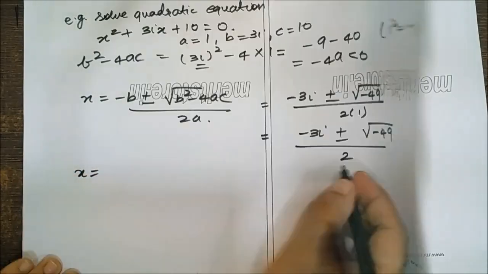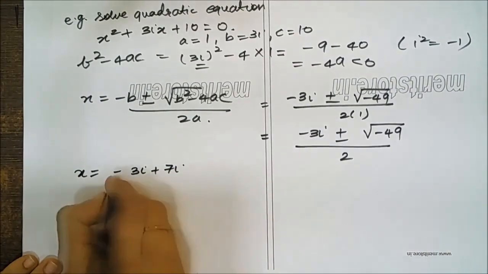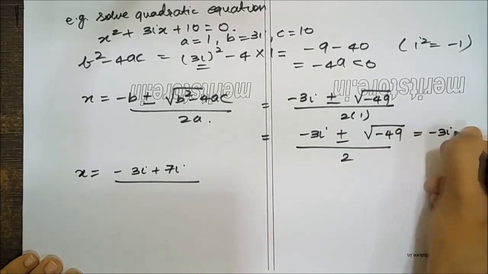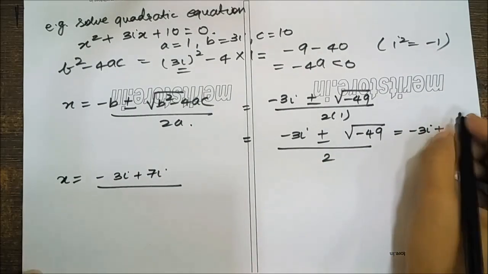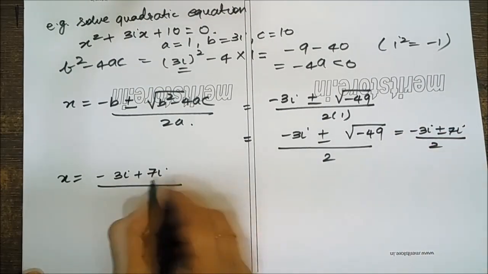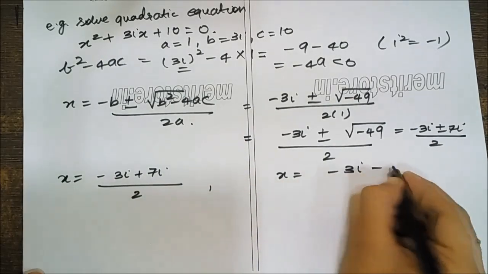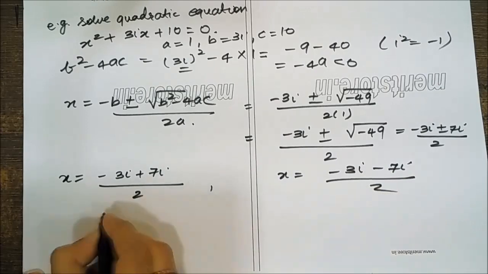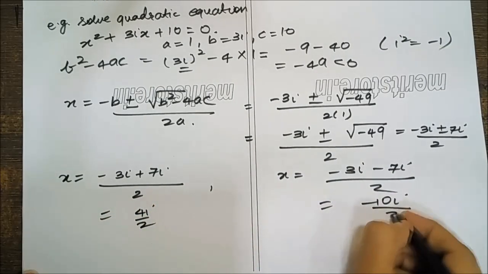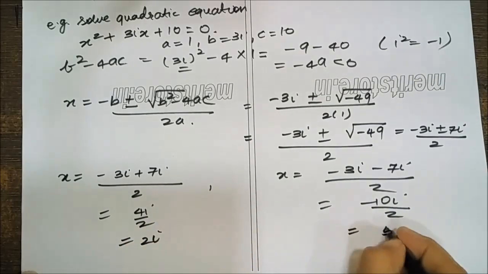So x is equal to minus 3i plus 7i upon 2, or minus 3i minus 7i upon 2. Either it is plus or minus, so 4i upon 2 is 2i, and minus 10i upon 2 is minus 5i. So x is 2i or x is minus 5i.